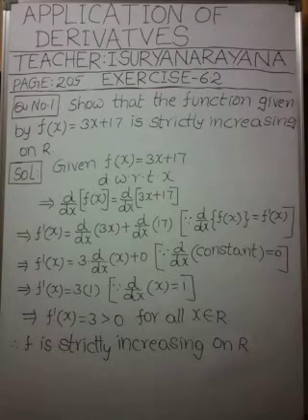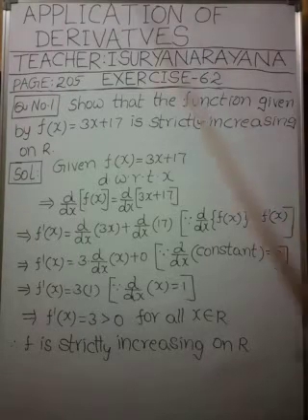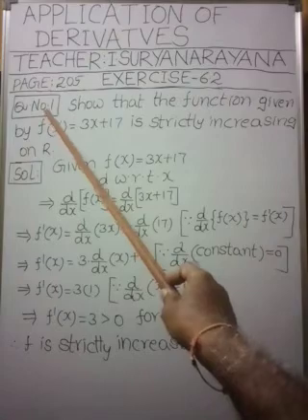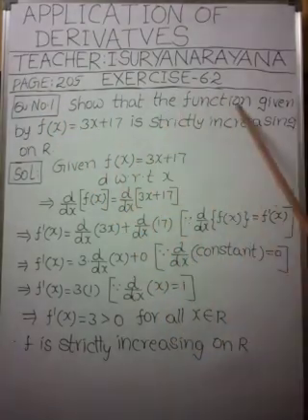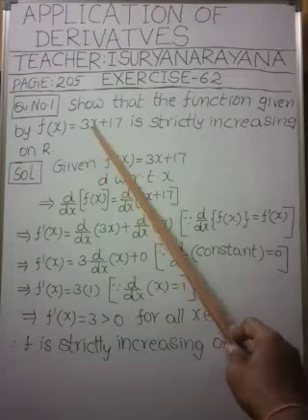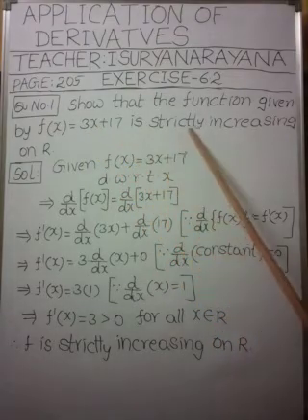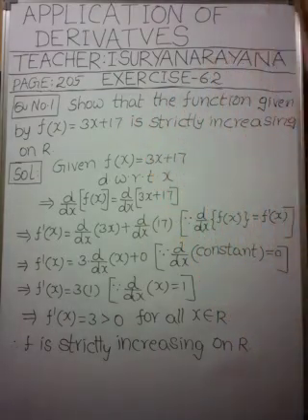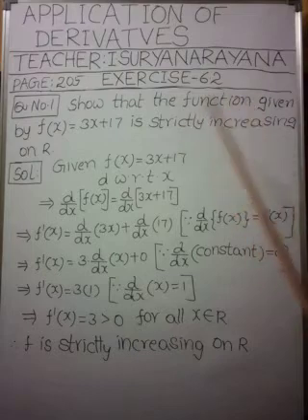Right. Concepts of exercise 6.2 were over. They were completed. Now we are going to start the sums in exercise 6.2. Are you ready to start the exercise 6.2, my dear children? Right. See page number 205. Page number 205. See the first question. Question number 1. Show that the function given by f of x is equal to 3x plus 17 is strictly increasing on R. Understood this question, my dear children? Don't confuse here. Strictly increasing or increasing.